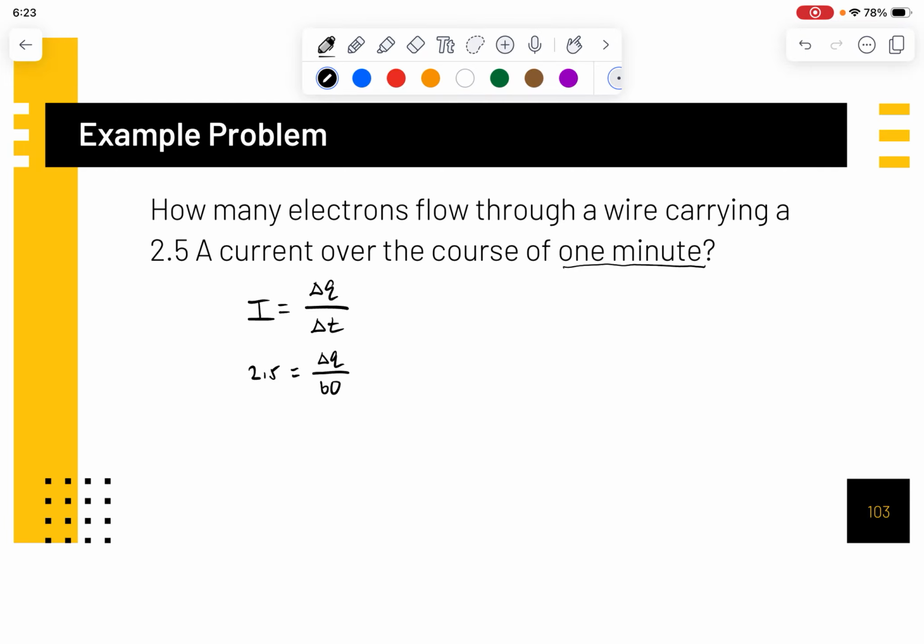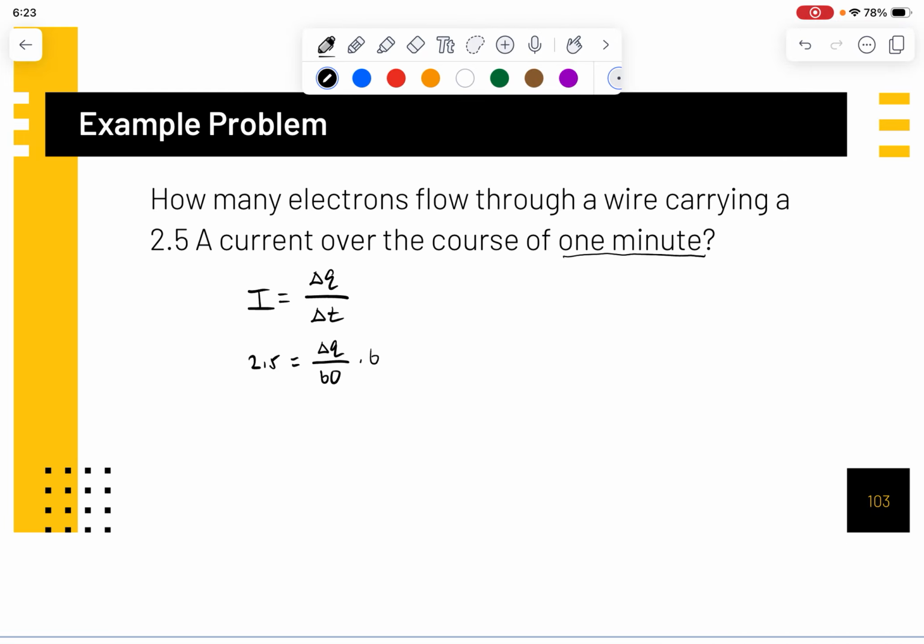If I want to solve this to figure out how much charge is actually flowing through our wire, we can just multiply both sides by 60. What we get is a movement of 150 coulombs of charge passed through our wire every minute. But we're not actually interested in the amount of charge flowing through. We want to know how many electrons are actually traveling through this wire. What's the physical thing that's making up this 150 coulombs of charge?